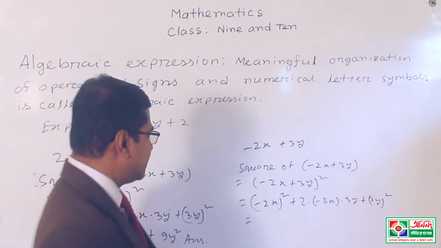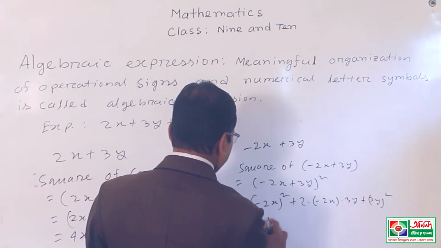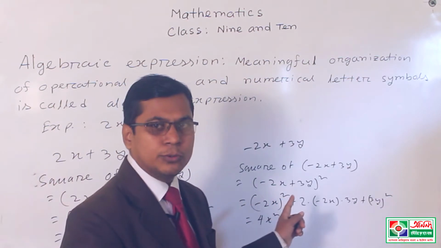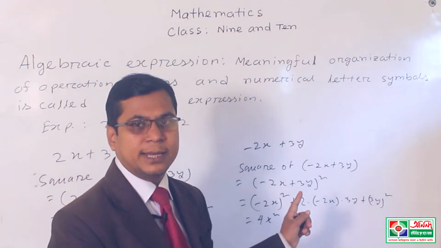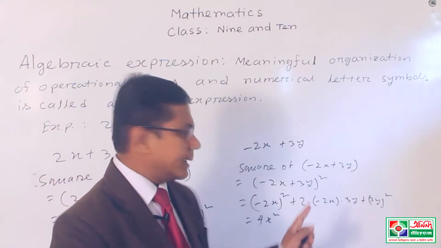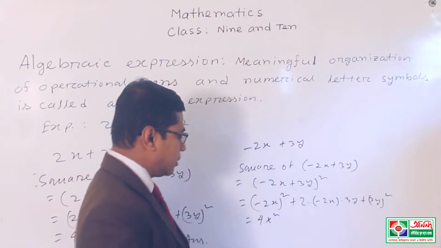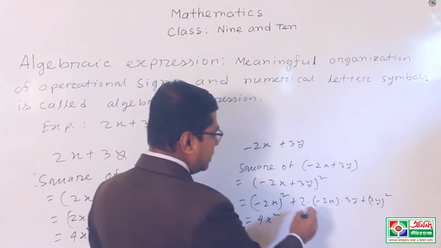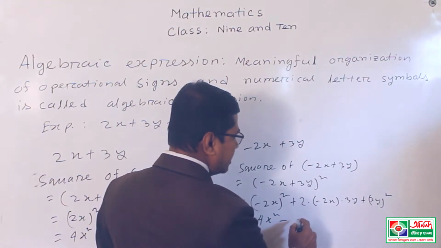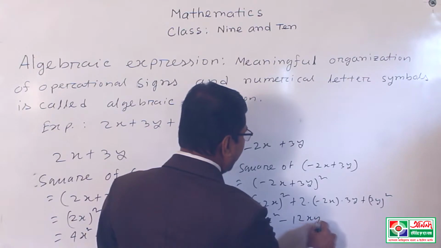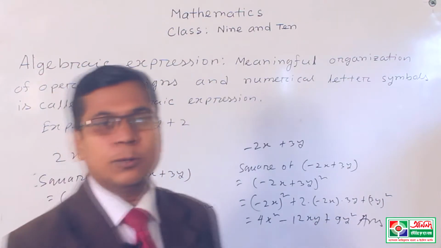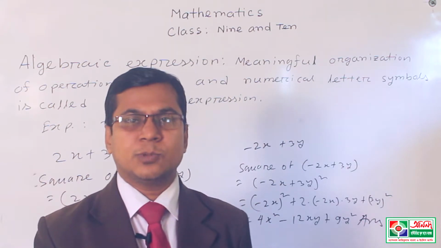Now we can calculate and we can write here 4x square, because here the power is 2, so minus into minus, minus if we multiply plus, and 2 square equals 4 and x square. And look at here, we can multiply the sign only: plus into minus is minus, 2 into 4, 4 and 3, 12, 12xy, and then you can write here 9y square. In the same way we can calculate plus sign or minus sign expressions.